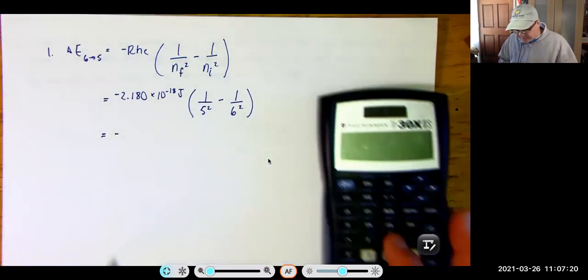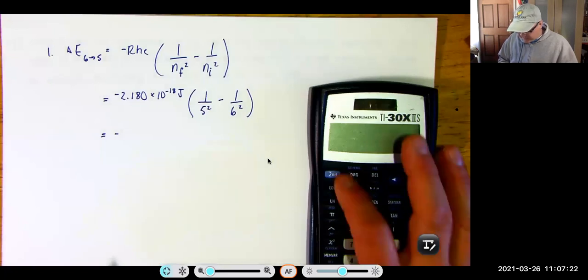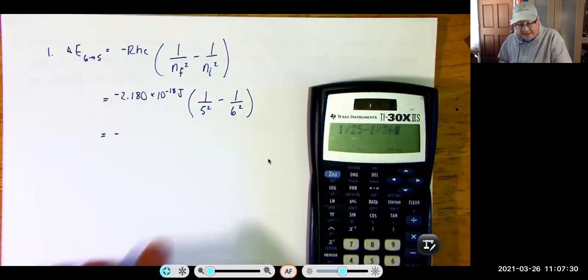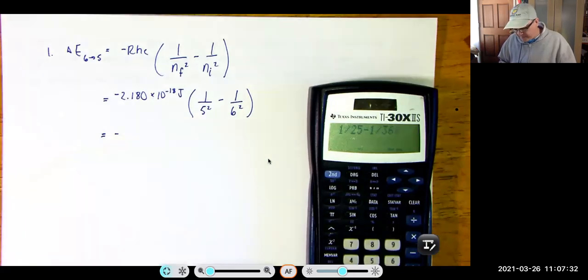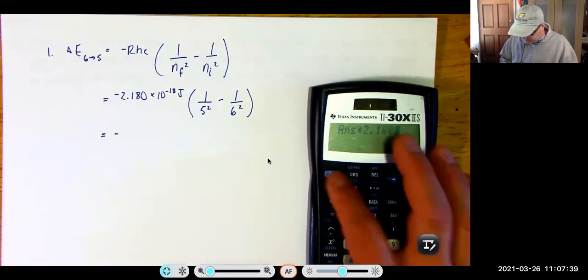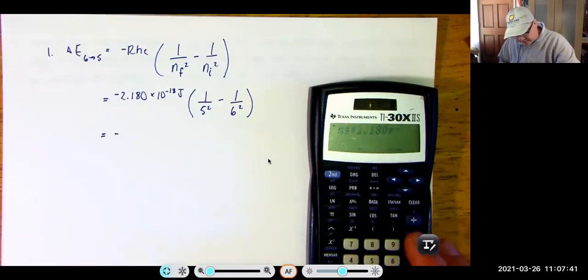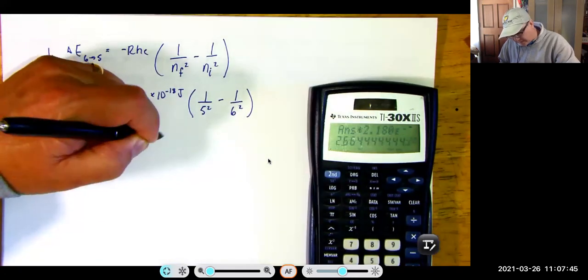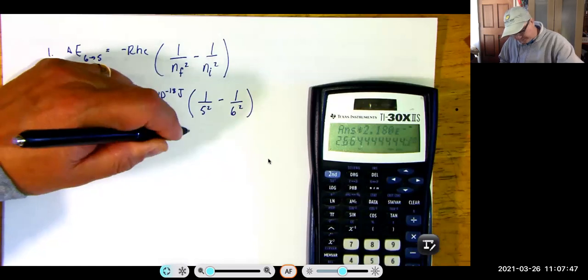So the way I would put this into my calculator is 1 divided by 25 minus 1 divided by 36. I do the 5 squared in my head and the 6 squared in my head. Then I would take that value multiplied times 2.180 EE negative 18. And I get 2.664 times 10 to the minus 20 joules.